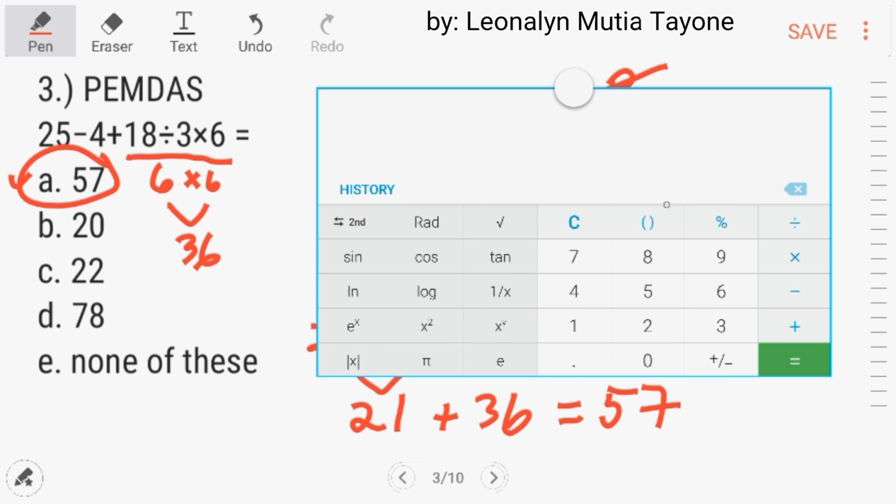I-double check natin sa calculator. 25 minus 4 plus 18 divided by 3 times 6. So, ang sagot ay 57. So, our answer is correct.